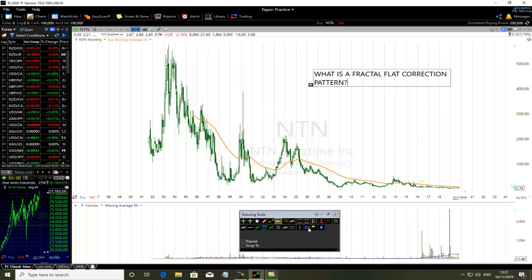So, in a nutshell, a fractal flat correction pattern is a flat correction that is copying itself and pasting itself either on various time frames or on the same time frame or from one financial instrument to another financial instrument. Everybody understand? Now, this is to make you laugh a bit. I don't think that everybody understood what I've said.